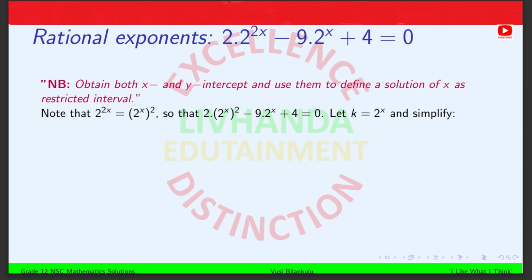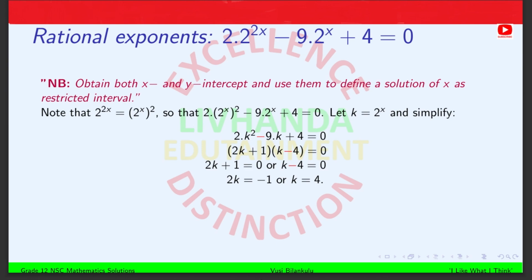Suppose you are given an exponential equation defined by 2 times 2 to the power 2x minus 9 times 2 to the power x plus 4 equals 0. To solve for x, first note that 2 to the power 2x equals 2 to the power x, all squared. So if k equals 2 to the power x, the equation simplifies to a quadratic equation. Therefore, the equation is given by 2k squared minus 9k plus 4 equals 0.